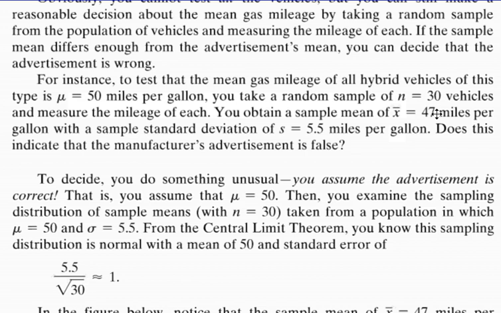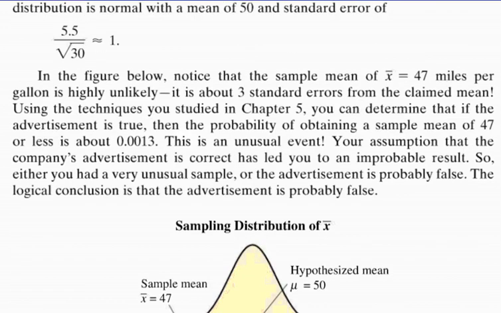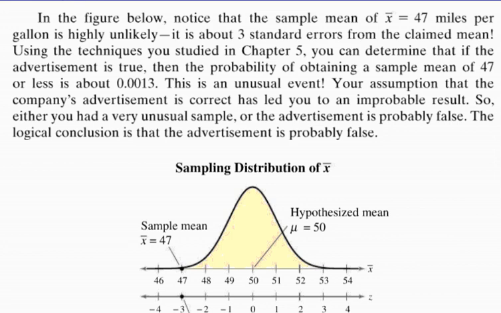So what we're going to do is assume that they're not lying, that the true average really is 50. Then we're going to examine the sampling distribution of sample means under the central limit theorem, taken from a population in which the mean really is 50 and our standard deviation is 5.5. From the central limit theorem, we know the sampling distribution is normal with a mean of 50, and our standard error is the standard deviation divided by the square root of 30, which turns out to be 1. In the figure below, notice that the sample mean of 47 miles per gallon is highly unlikely. It's about 3 standard errors from the claimed mean.